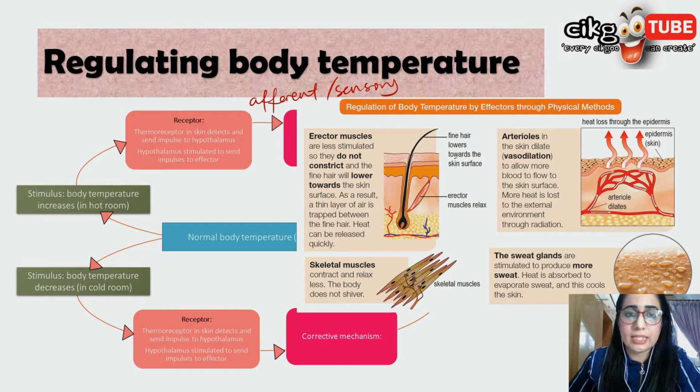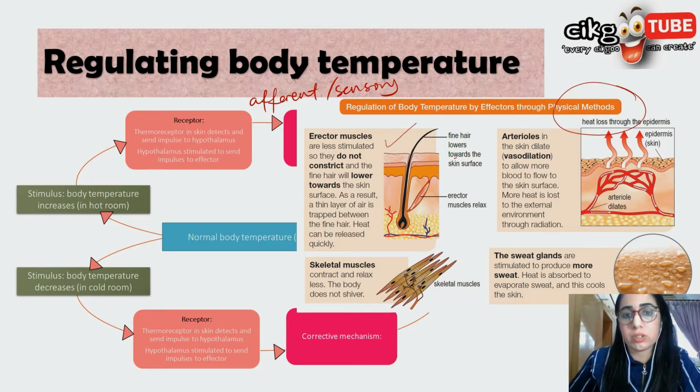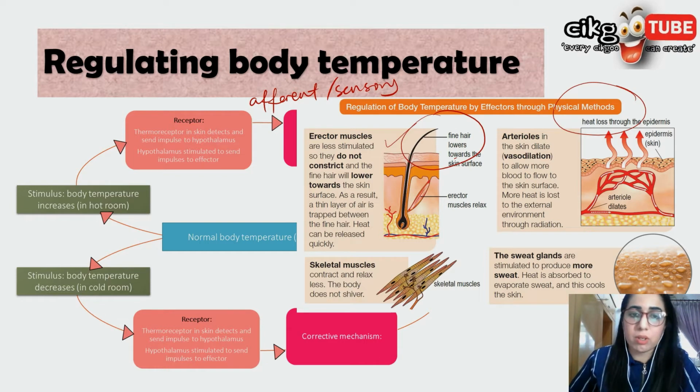What happens is that in the physical methods, the erector muscles are less stimulated, so they do not constrict, and the fine hair will lie lower towards the skin. This causes a thin layer of air to be trapped between the fine hair, so heat can actually be released quickly.